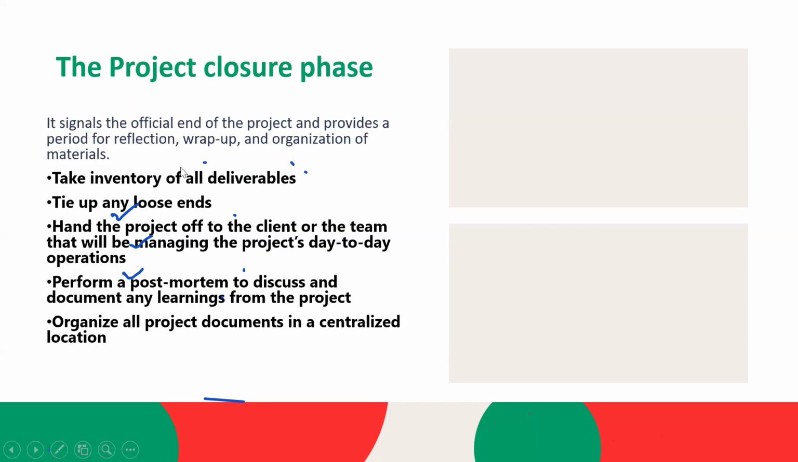And this is the last phase, where all the required things will be handed over to the related team. Generally, the support team will be active here. They need all kinds of KT and things from the team who were involved from the start of the project. Take inventory of all the deliverables, tie up loose ends, and hand the project off to the client or the team that will be managing the project.